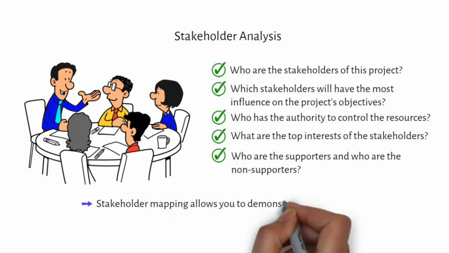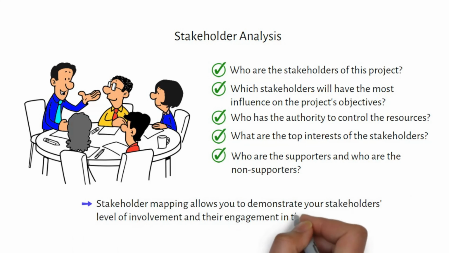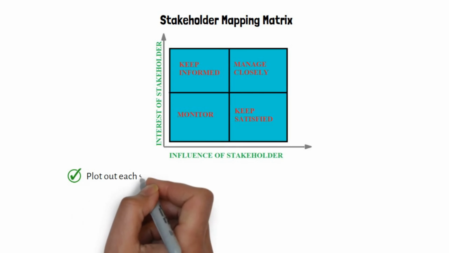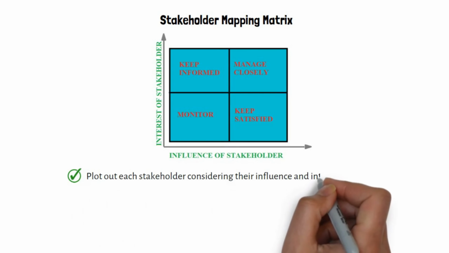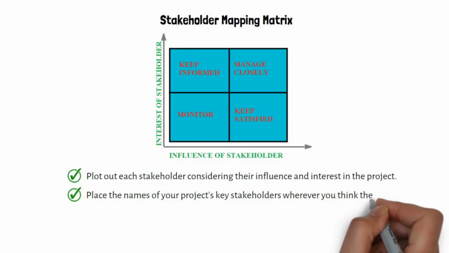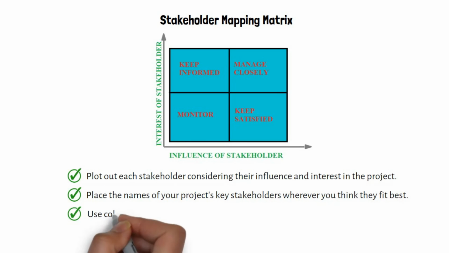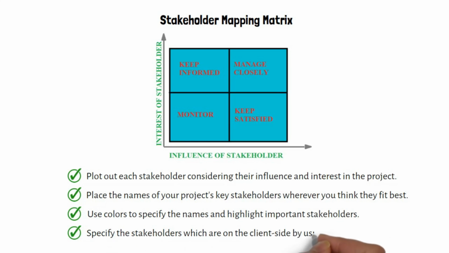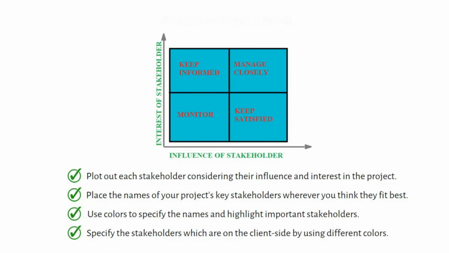Stakeholder mapping allows you to demonstrate your stakeholders' level of involvement and their engagement in the project. After creating the map, you will understand how to motivate your stakeholders and win them for your project's success. Stakeholder mapping matrix: plot out each stakeholder considering their influence and interest in the project. Place the names of your project's key stakeholders wherever you think they fit best. You can use colors to specify the names and highlight important stakeholders. You can also specify the stakeholders which are on the client side by using different colors.